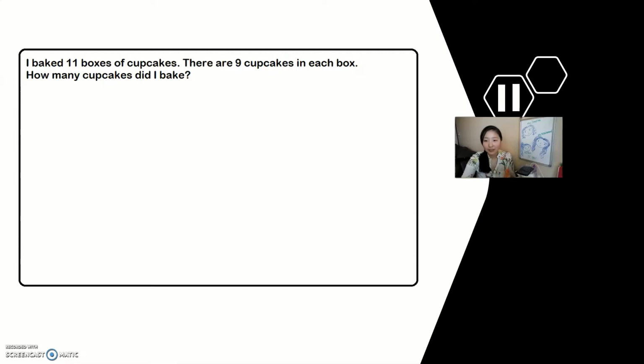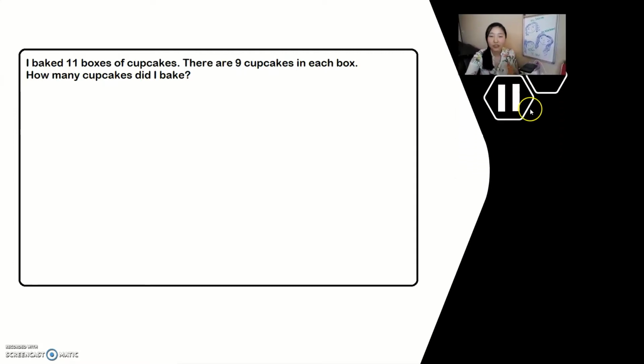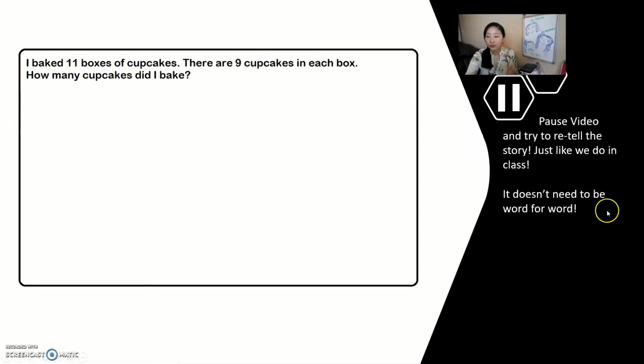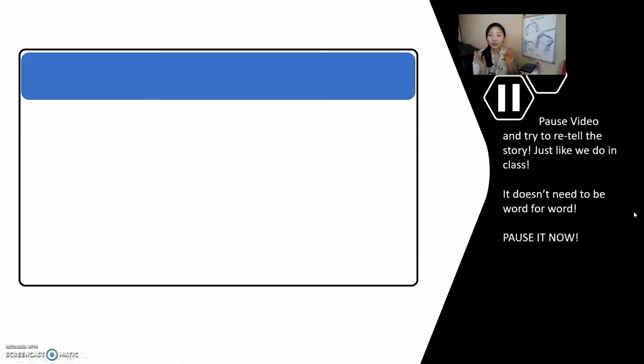First thing we do is a retelling, of course. So let's actually get right into it. Don't forget, you can always pause it and try it again. It does not need to be word for word. So I'm going to read it to you, then we're going to cover it up, and you're going to do your retelling. I baked 11 boxes of cupcakes. There are 9 cupcakes in each box. How many cupcakes did I bake? So right now, I would like you to pause it, do your retelling, and then get back to us. Go.